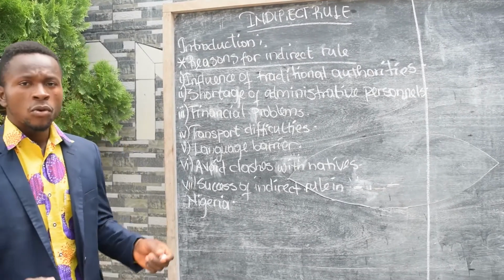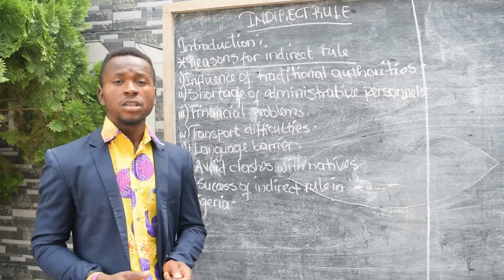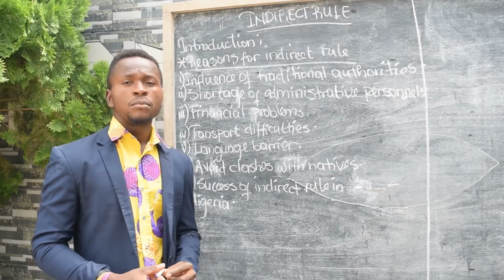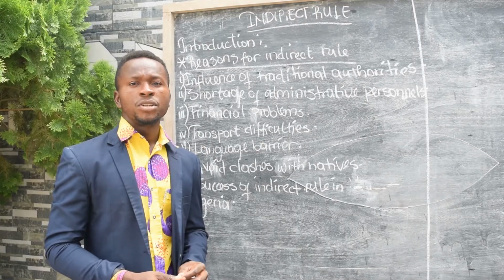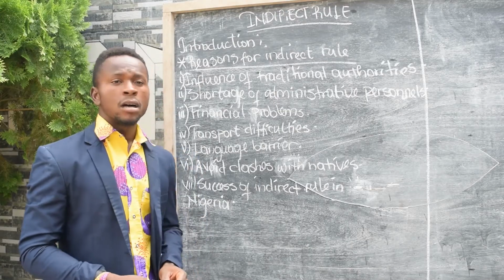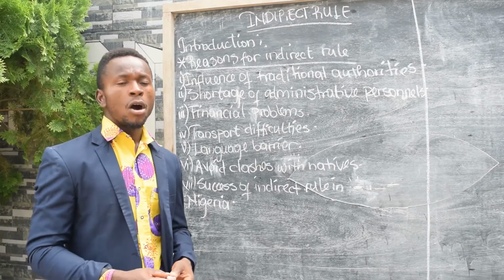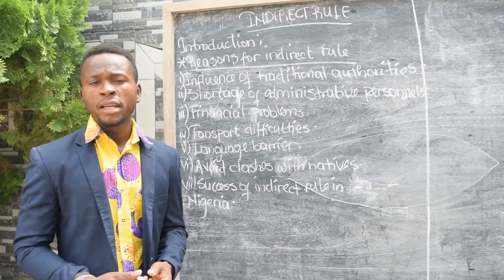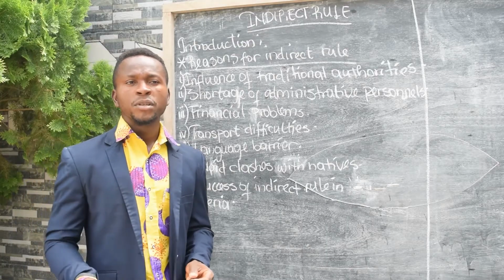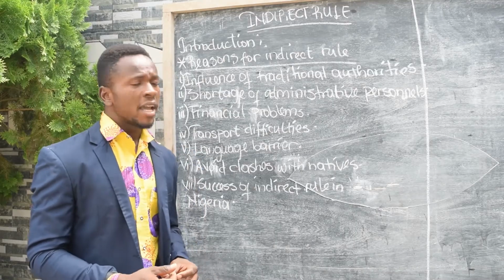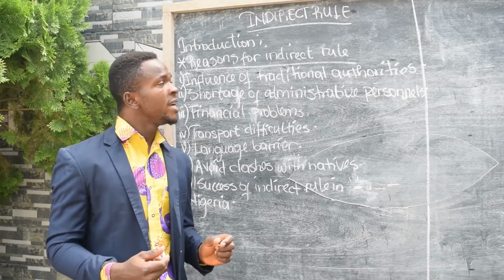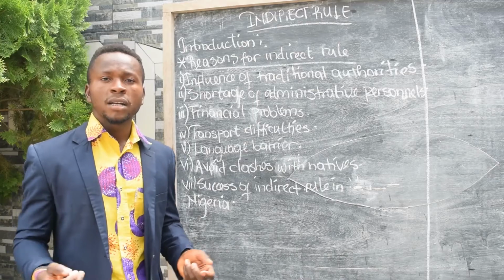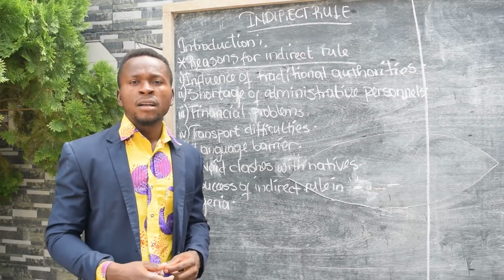Now, first of all, indirect rule, as has been stated, was a British colonial policy that was used to rule the people indirectly. We can explain that using one of the authors, Lord Frederick Lugard, who in one of his books known as The Dual Mandate, tried to explain the efficiency of being ruled indirectly. He was trying to explain this in the book on Tropical Africa, where it was used by the British in Africa to rule the people.